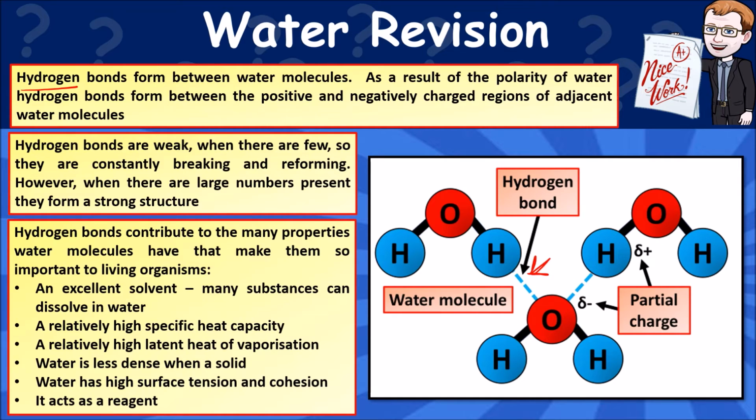Some of the properties of water are that it's an excellent solvent, so things dissolve in water really well. It's got a very high specific heat capacity, which is quite important when we talk about organisms living in water. It's got a relatively high latent heat of vaporization. Water is less dense as a solid. Water has a relatively high surface tension, so if something comes up about insects skating around on top of ponds, that's because it has a high surface tension. And it acts as a really good reagent.